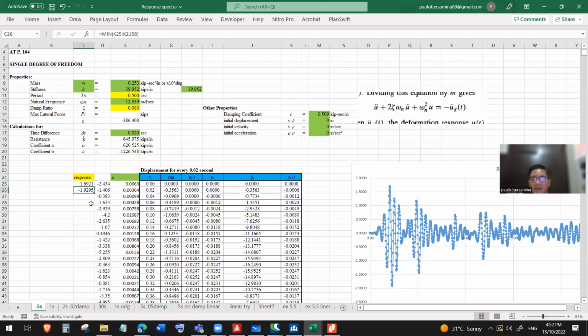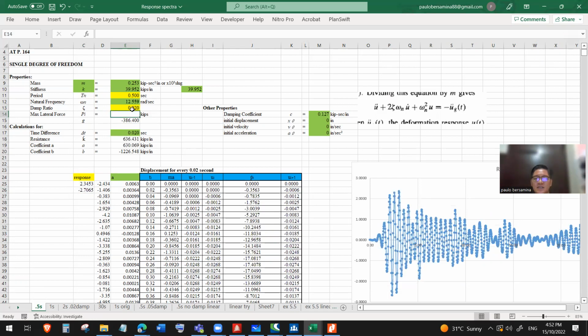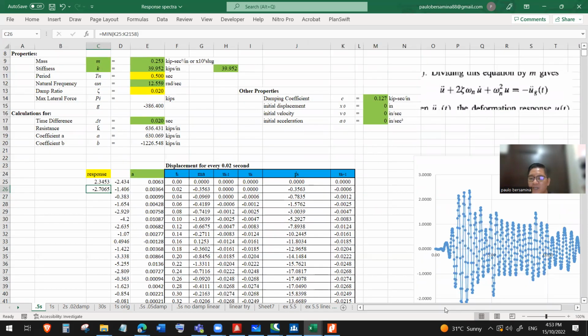So it went down, because the damping became larger. Let me go back to 0.02. So the damping value became larger, from 2% to 8%. So as you can see, the deformation decreased.